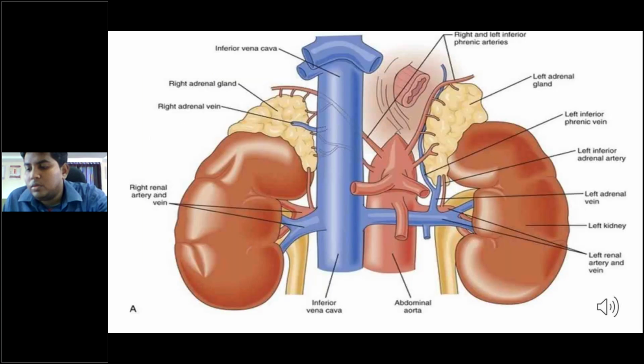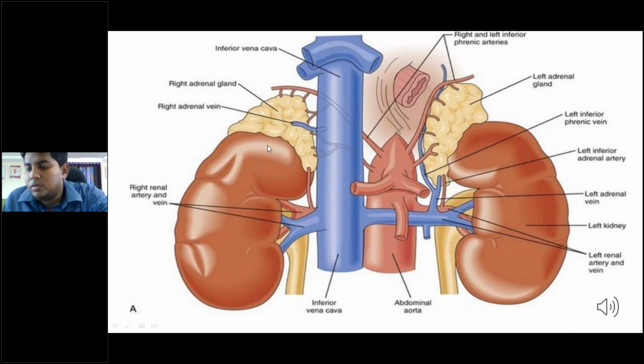So in this slide, you can clearly see the right adrenal vein, which drains directly into the inferior vena cava, whereas contrary to that, the left adrenal vein is longer in course, as it has to come from a distance to join the left renal vein. So this left adrenal vein is joined by the left inferior phrenic vein before it enters the left renal vein, which ultimately drains into the IVC.